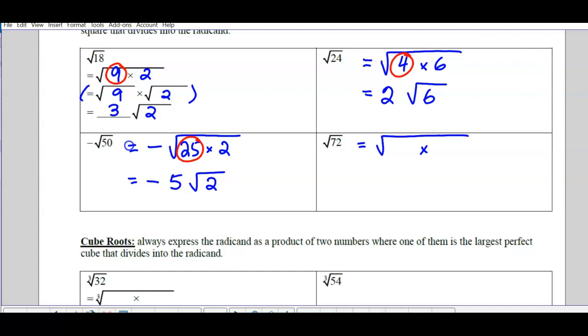Some of you, if you start on this end, you'll say 4. That works, but it's not going to be completely simplified because your radicand will still be able to be simplified. So you have to do two steps. If you start from the right and look left, then you get the biggest one. So 36, take the square root. 36 is 6, the 2 has to stay home.